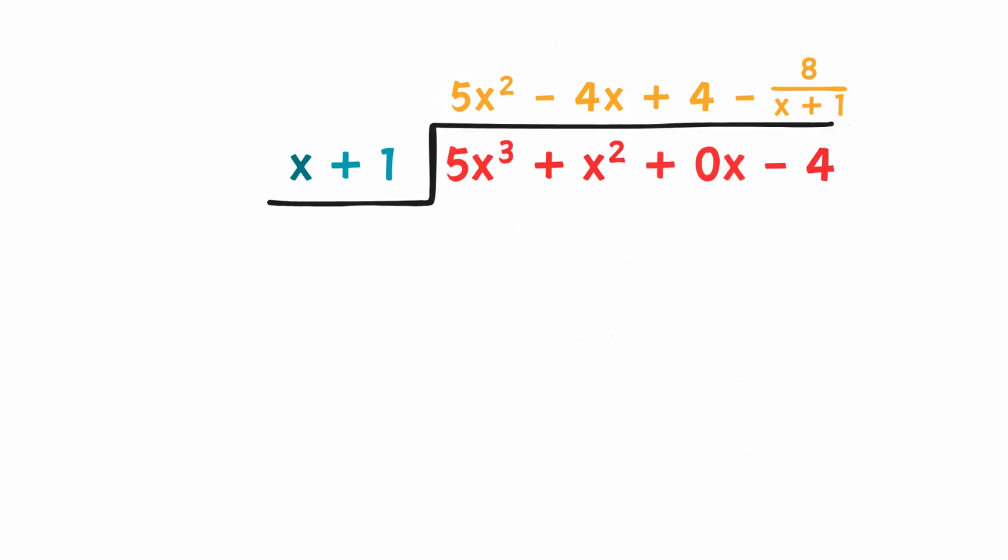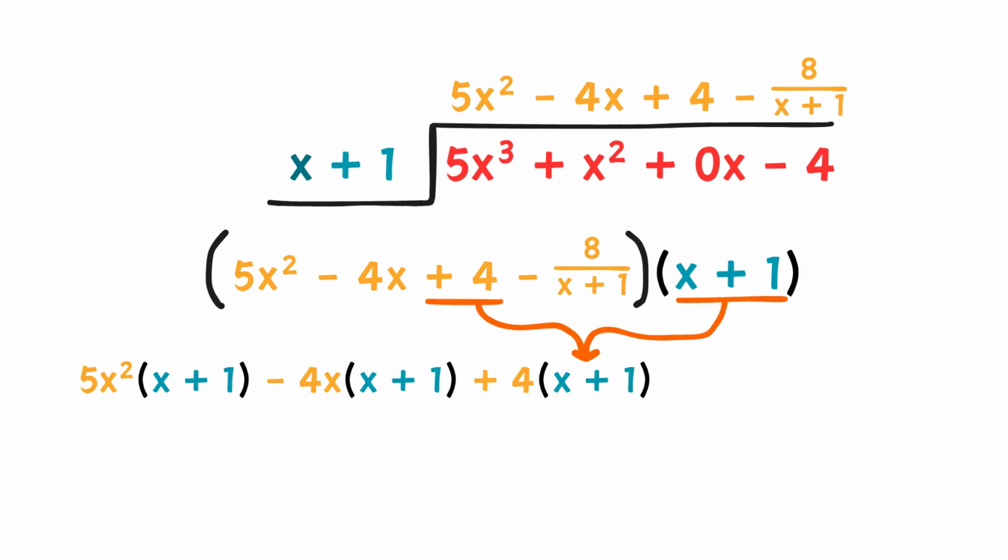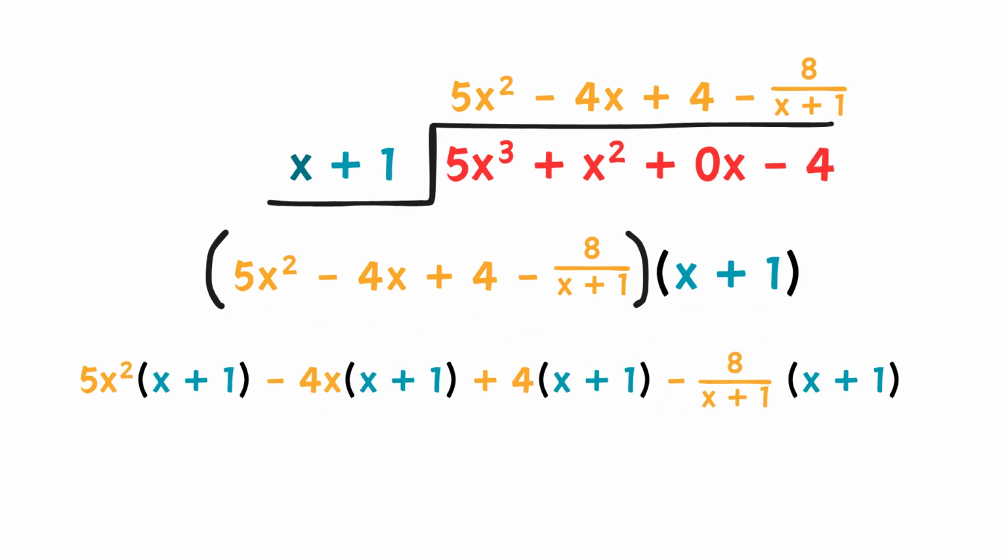Alright, let's check our work. If we got the right answer, we should be able to multiply our quotient by our divisor and get our dividend. Let's start this out by distributing x plus 1 to every term in the quotient. Now let's distribute the individual terms.